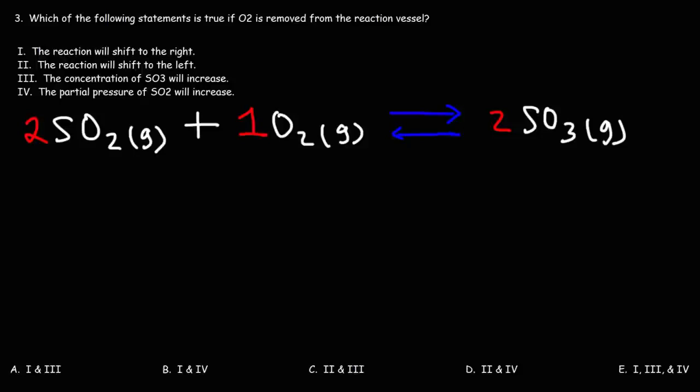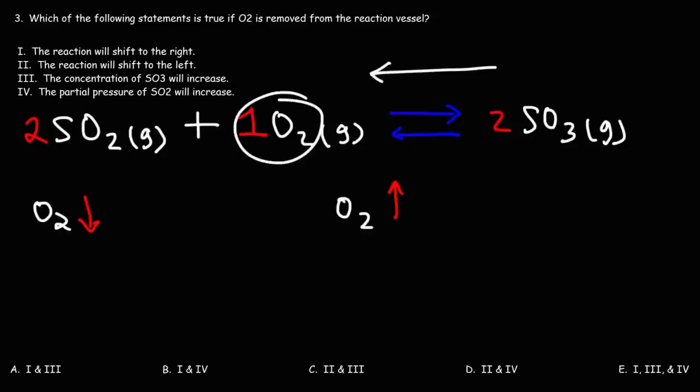Number 3. Which of the following statements is true if O2 is removed from the reaction vessel? So if we decrease the concentration of O2, what will the system try to do to the concentration of O2? It's going to try to do the opposite. It's going to try to increase it. Now, in which direction will the reaction have to shift in order to increase O2? Now O2 is a reactant, so in order to increase the reactant, it has to shift towards the reactant. So the reaction has to shift towards the left.